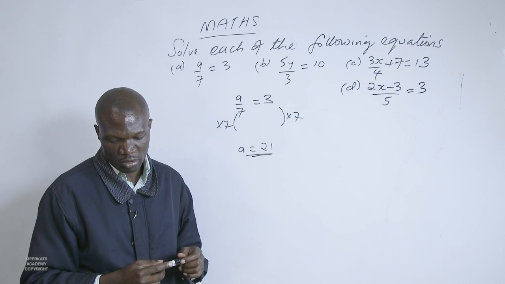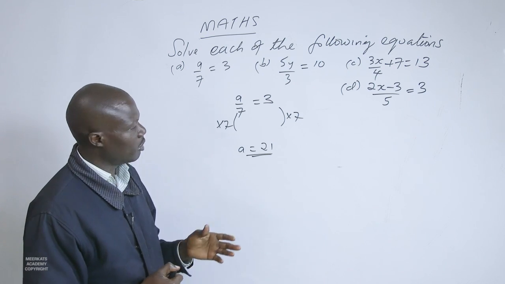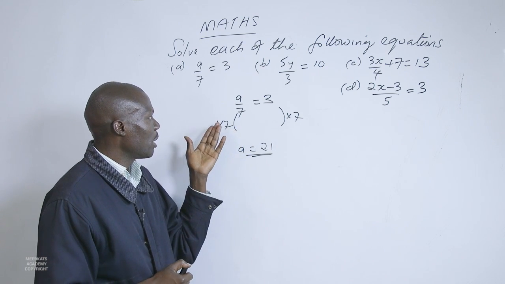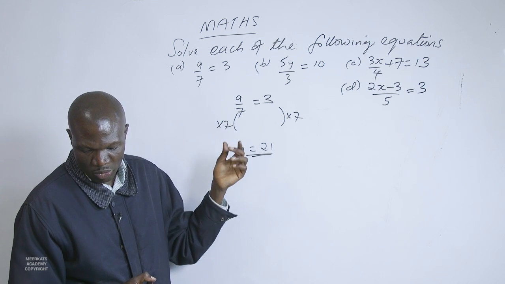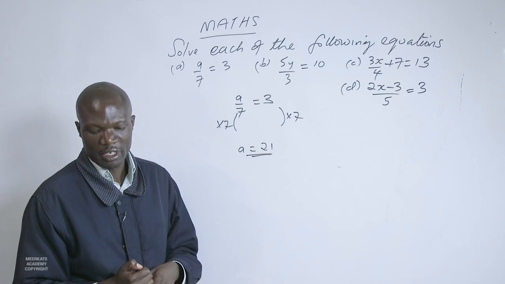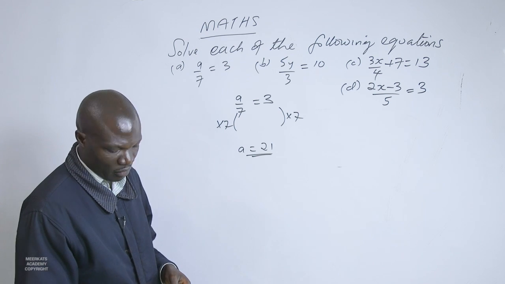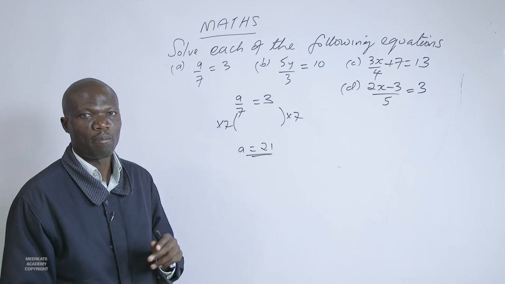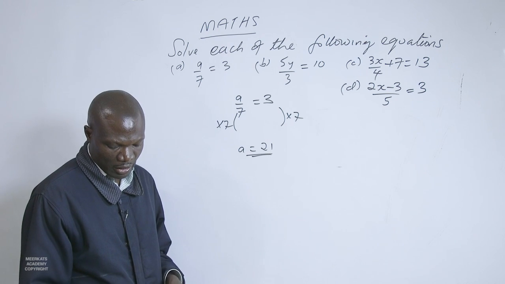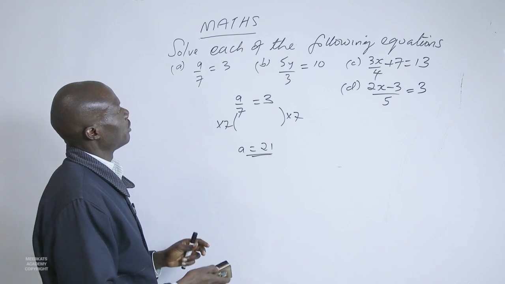A equals 21, simply because multiplying both sides by 7 removes the denominator of 7. The second question.